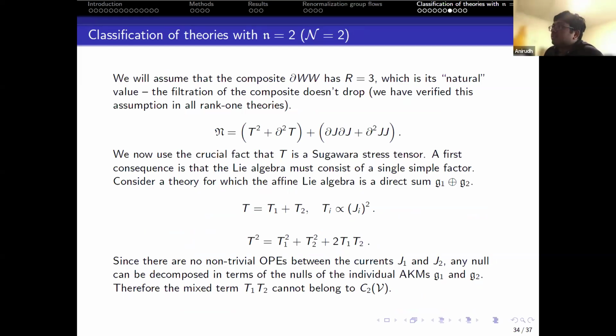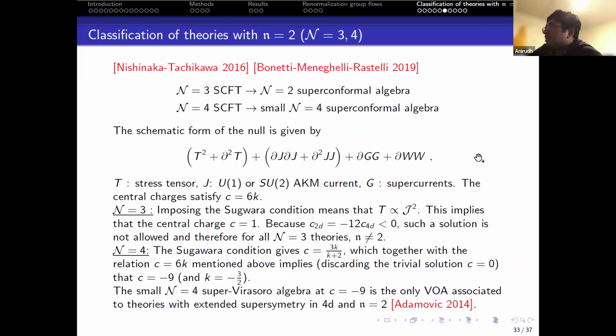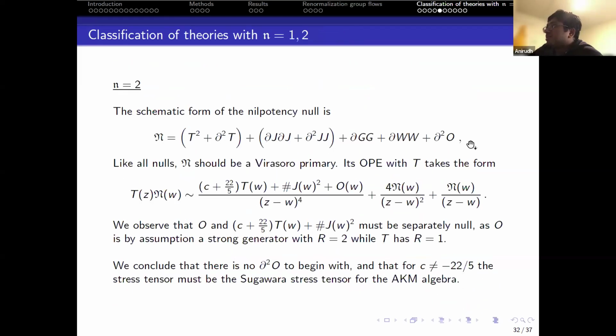Now, next we'll make a minor assumption regarding this. So there was this very general form of N equal to 2 null that I wrote. In this case, we had eliminated the del square O, and this del G is also eliminated because these were the cases when you had enhanced supersymmetry. So now we are only left with this term, and this del W term. So we'll assume the following about this del W term, that this term will have R charge equal to 3.